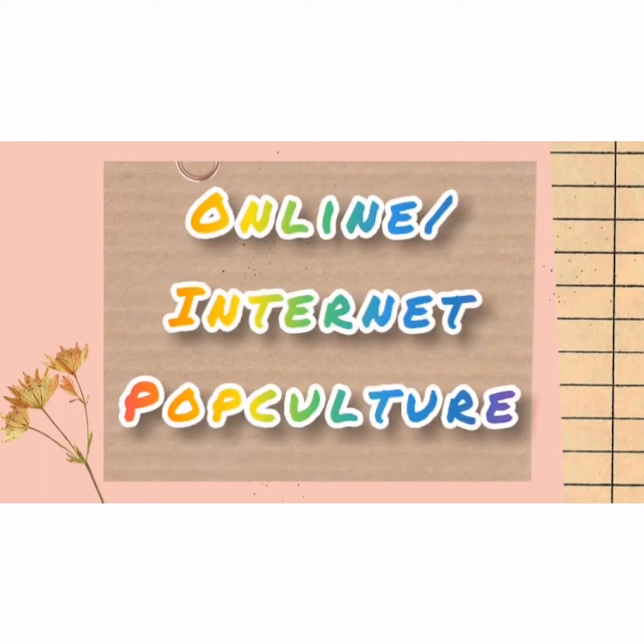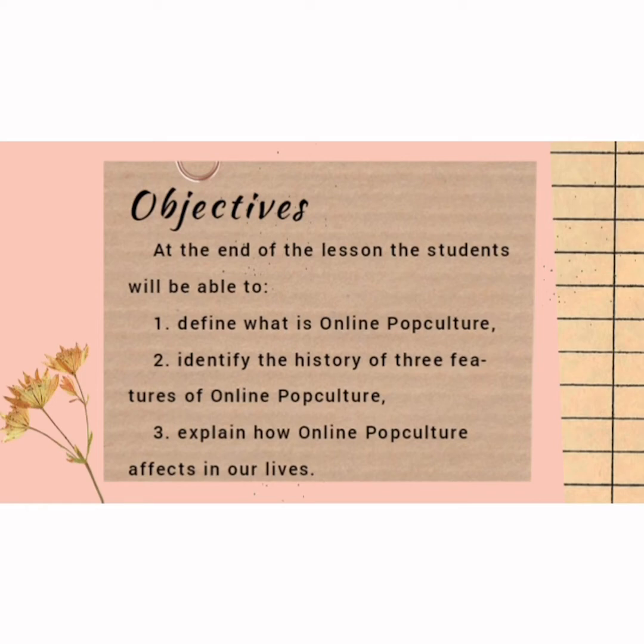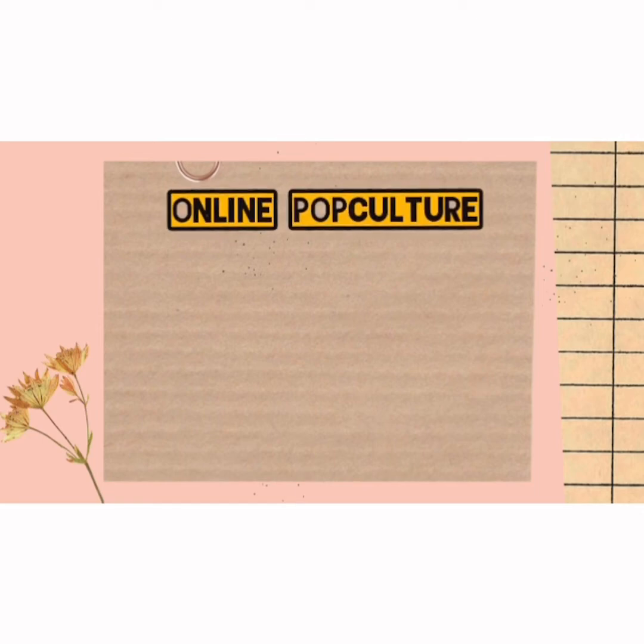And then later, I will discuss what online pop culture is. For now, let us know the objectives of this lesson. At the end of the lesson, students will be able to define what online pop culture is, identify the history of three features of online pop culture, and explain how online pop culture affects our lives. And now I will discuss what online pop culture is.